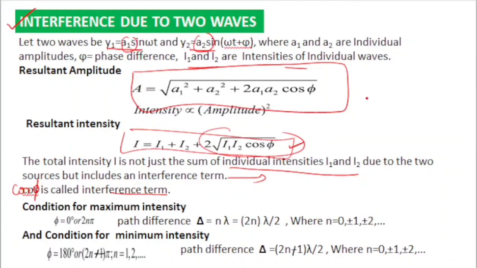This cos phi term is the interference term, and due to it, intensity may be maximum or minimum at the point of superposition. These are two waves. These two waves meet at this point on the screen. Suppose at this point these two waves meet. So at this point intensity may be maximum or minimum depending upon this interference term.